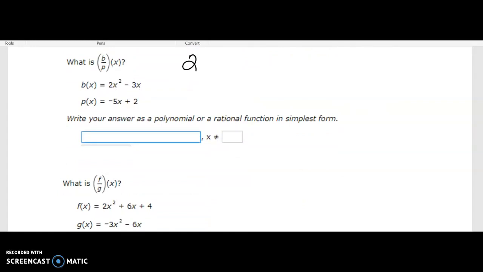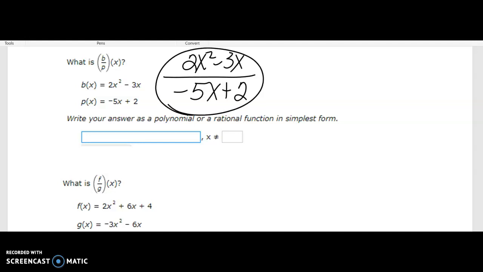Okay, same. So 2x squared minus 3x over negative 5x plus 2. I could take an x out of the top, but I couldn't take an x out of the bottom. So it's not really factorable. You're not going to be doing anything to be able to do that. So that's going to go into this box.